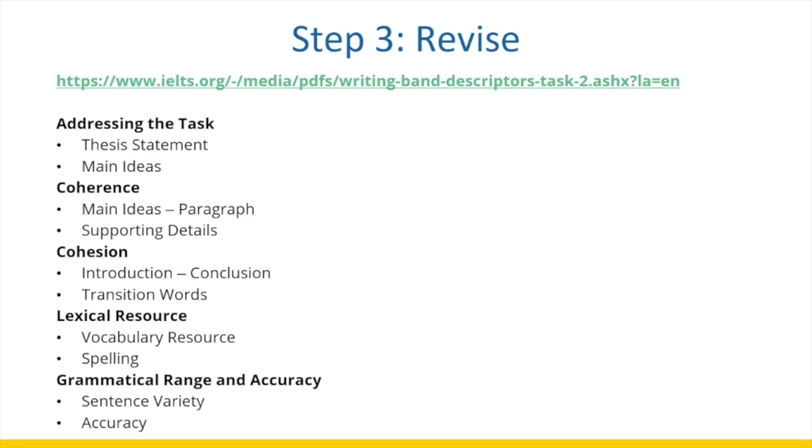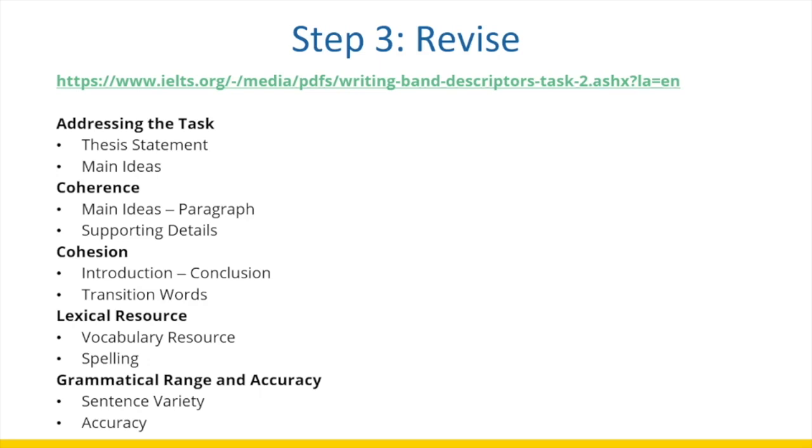I provided a link for you so you can follow and understand the requirements and what you need to do in order to attain a high score. Anyway, here we have a brief summary of the things you need to keep in mind in order to receive a high score on Writing Task 2. First of all, it's addressing the task. When you address a task, you mention your thesis statement and main ideas.